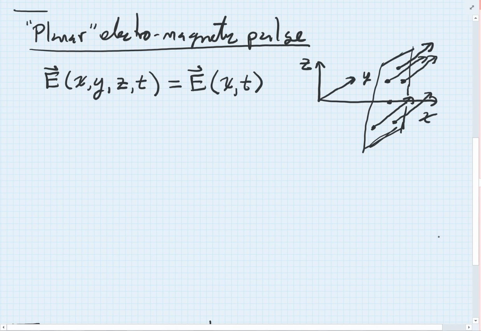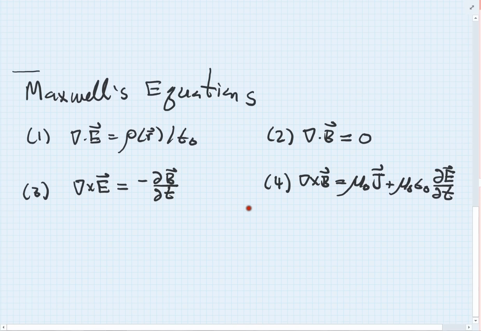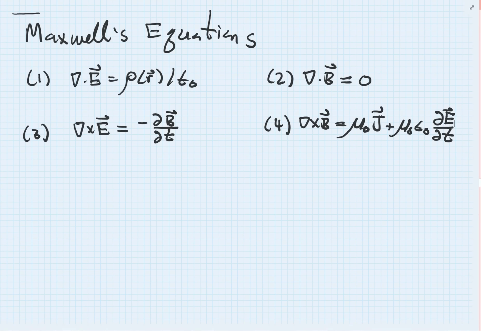Now, to understand how and whether such a planar object might actually be able to propagate through space, we of course have to use the physical laws which describe how fields behave. And these, of course, as we know, are Maxwell's equations. So to review those, I have written them down for you again here, as we've reviewed several times now already.